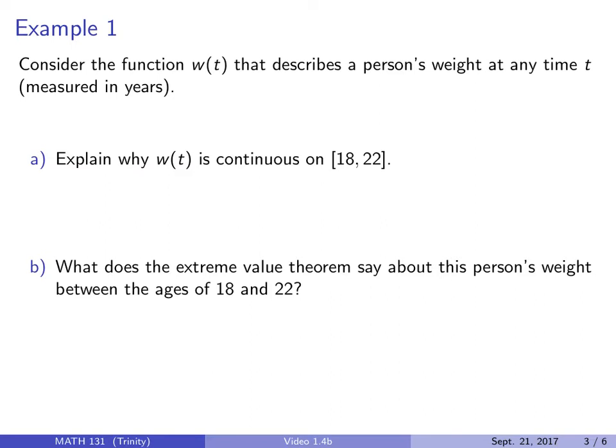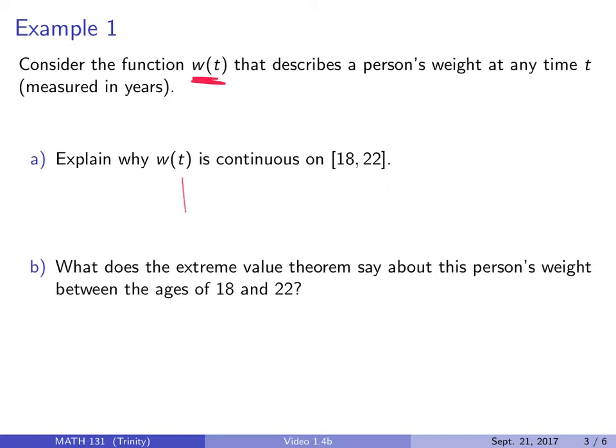Let's see how the extreme value theorem applies to this example. I'm given a function w of t that represents a person's weight at any time t, measured in years. So first we want to show why this function is continuous on the interval from 18 to 22. So this function again would represent this person's weight at any time between 18 and 22 years old.